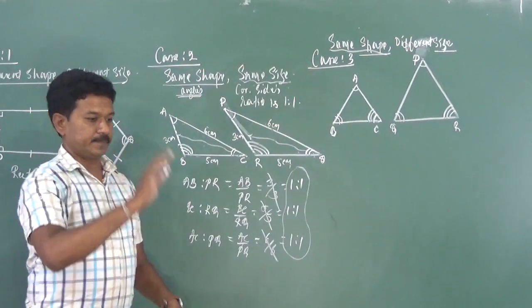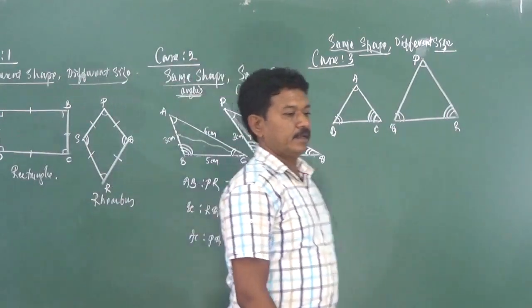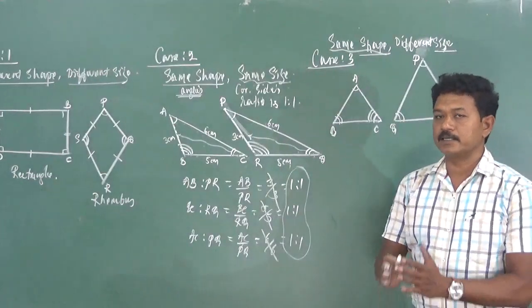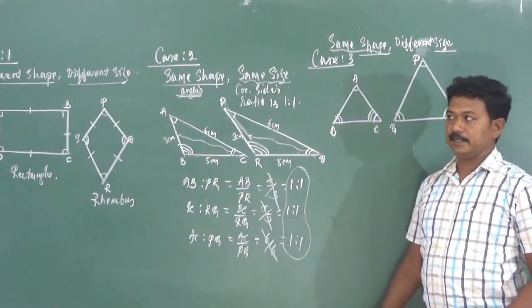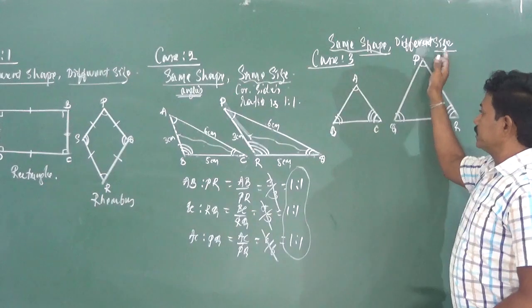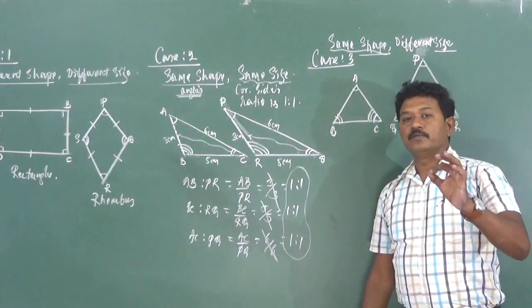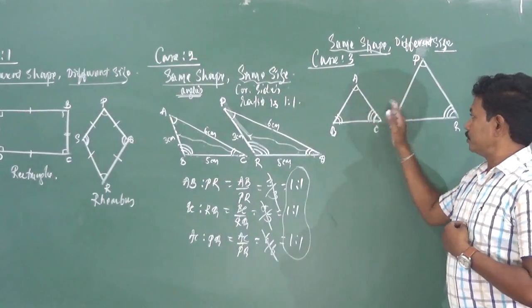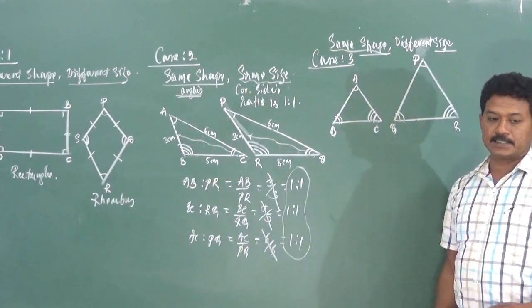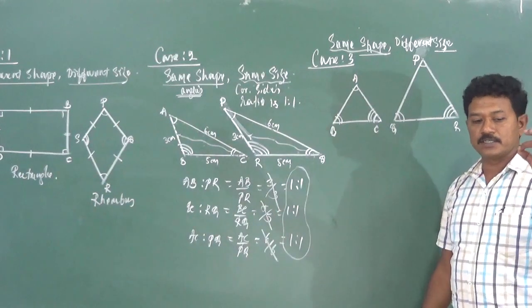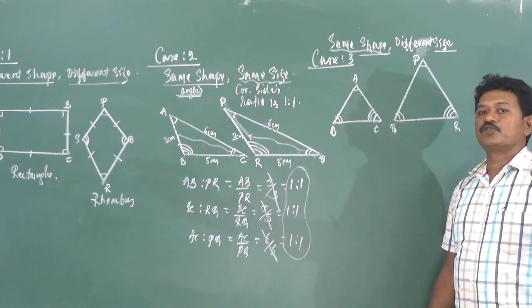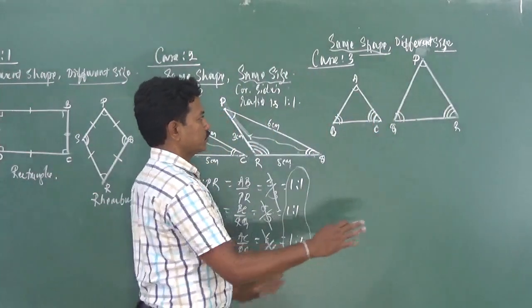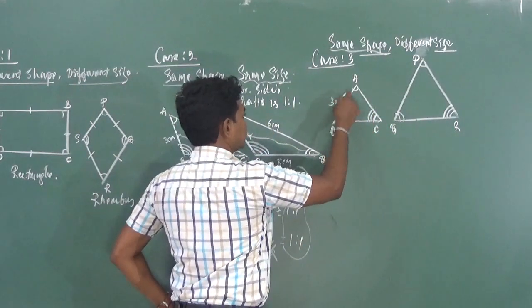But they are looking different. They are different in size. Why are they looking different in size? They are looking different in size because the ratio between their corresponding sides is not 1:1. For example, this is an equilateral triangle.